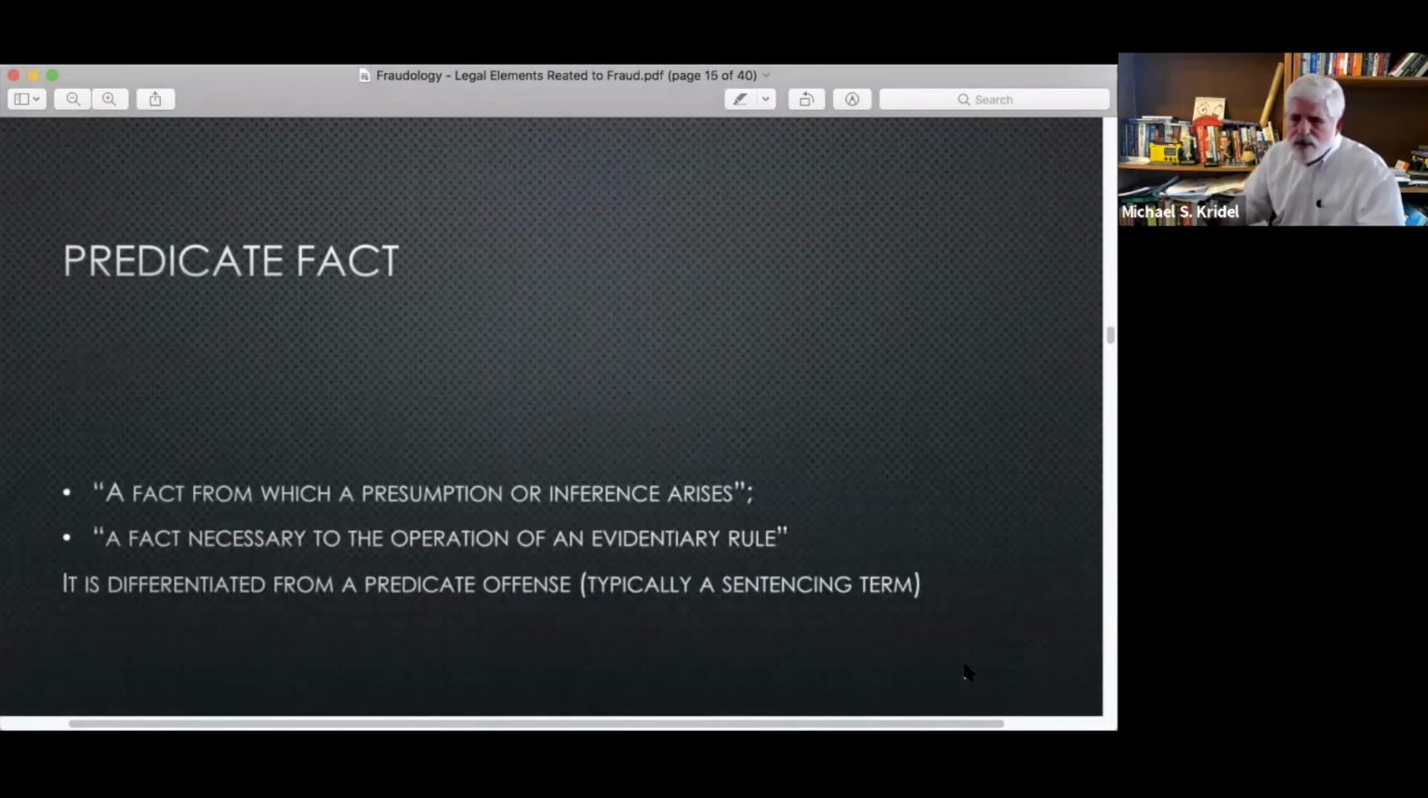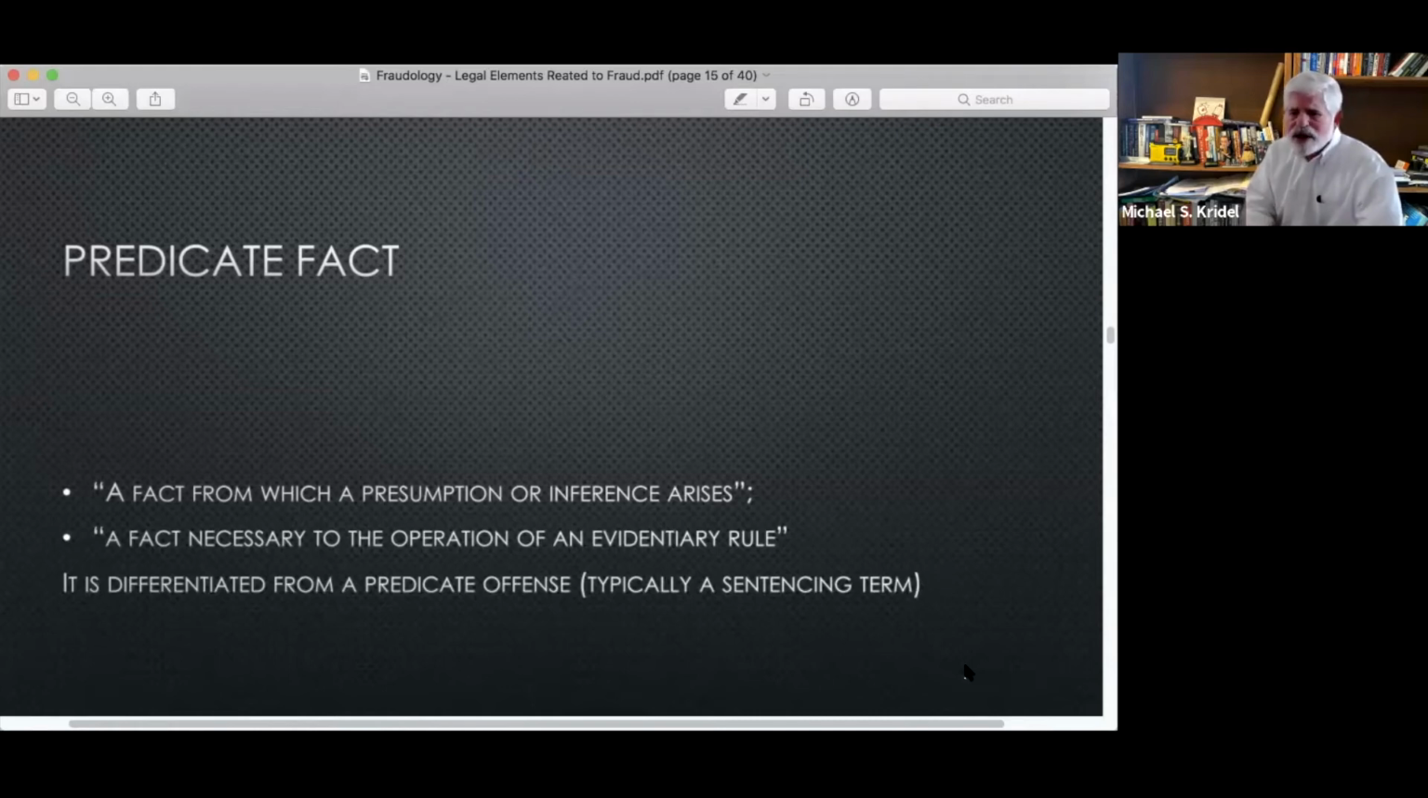Predicate fact as opposed to a predicate offense. A predicate fact is any fact from which a presumption or inference arises, and it's a fact that's necessary to the operation of the evidentiary rule. So, predicate fact is anything that satisfies the concept of being evidence, and the accumulation of evidence that can prove the existence of this predicate fact. And it is any assumption or intuitive conclusion that creates that conclusion.